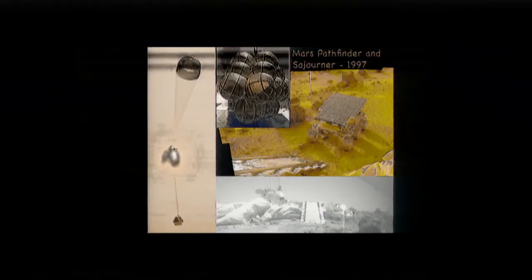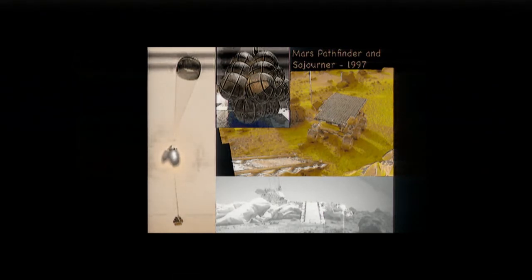It would be 20 years before we would go back to Mars. And on the morning of July 4th, 1997, we landed the Mars Pathfinder mission with the Sojourner Rover on board. And there we took the same heat shield concept and supersonic parachute, but this was the first Mars mission in the faster, better, cheaper era of NASA.